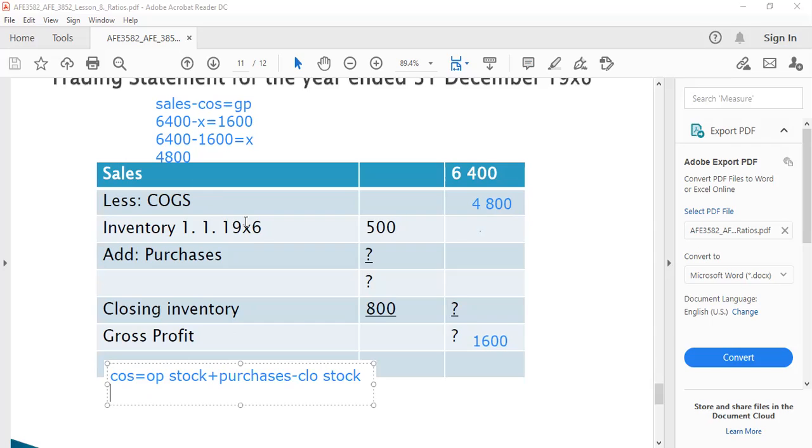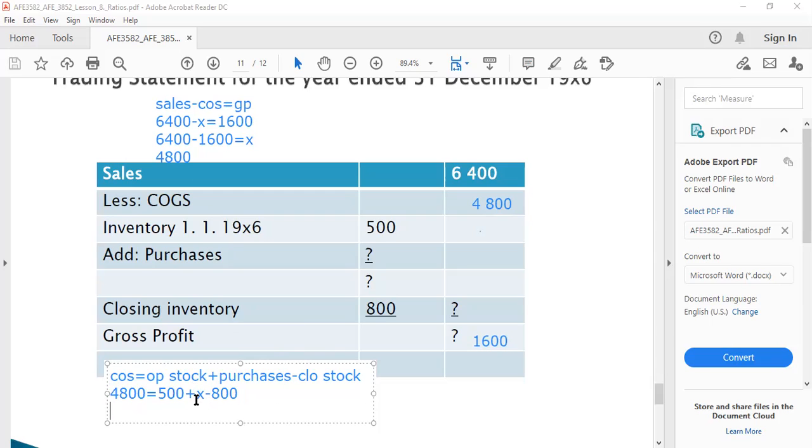Okay, so what are we given? Our cost of sales, we know that is 4800, equals our opening stock, we are told that is 500. We are not given purchases, so it's plus x, ne? And then we minus closing stock. Our closing stock, we are told that is 800. So solve for x. Make x the subject of the formula.